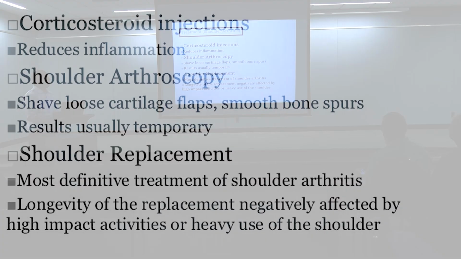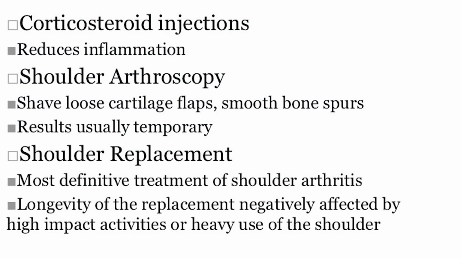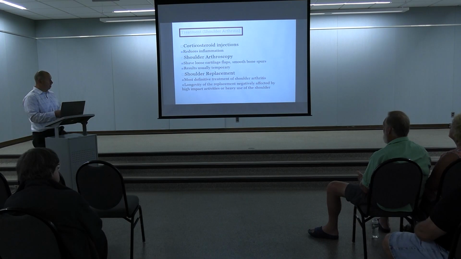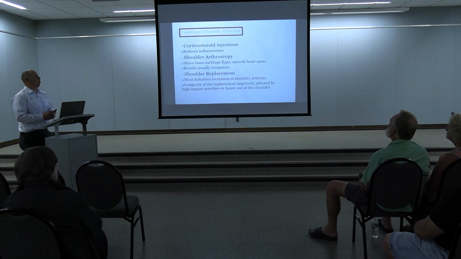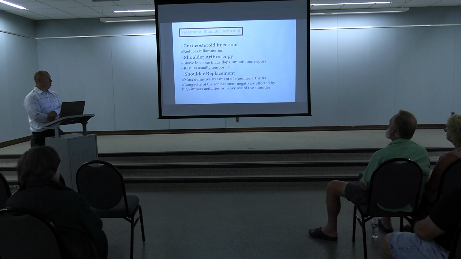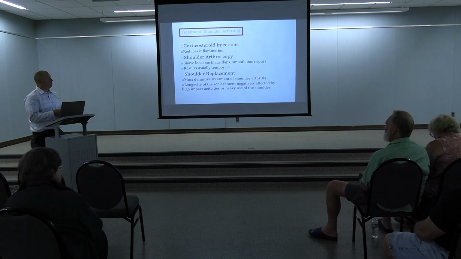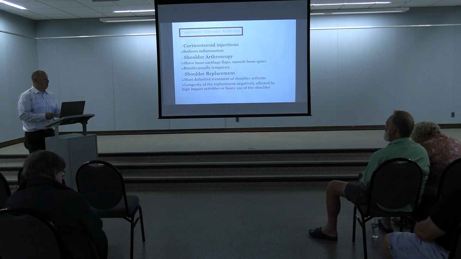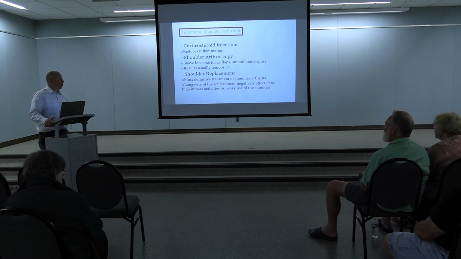So for treatment options for shoulder arthritis, you're going to have injections, which reduce the inflammation and decrease the pain. Shoulder arthroscopy is an option, although it's used relatively rarely because the results are temporary. You can shave the loose cartilage flaps and smooth some of the bone spurs, but the relief is usually short-lived and less predictable. So although it can be used, it's not used very often.